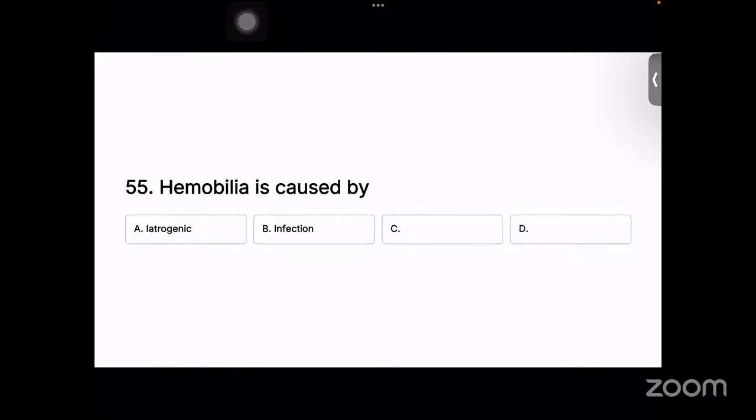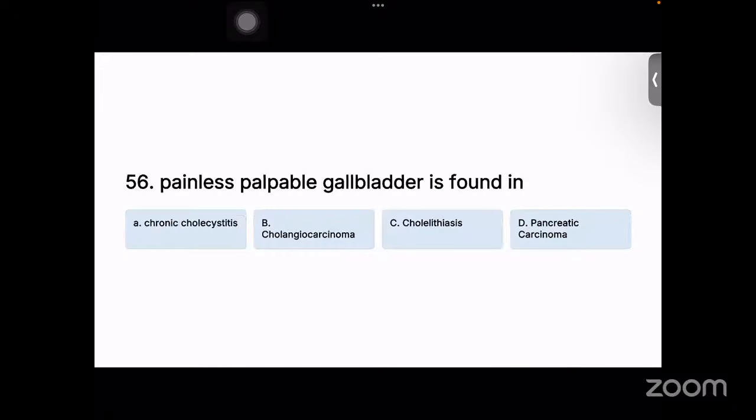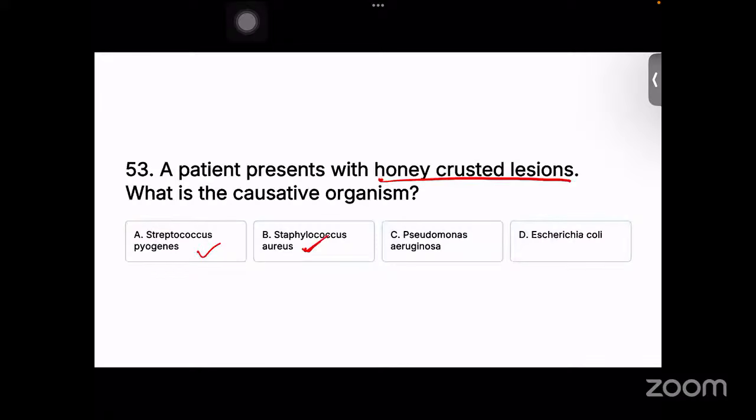Okay, next. Sir, in question number 53, the vignette mentions cocci in chains also. Okay, cocci in clusters or in chains. Then I go for pyogenes.